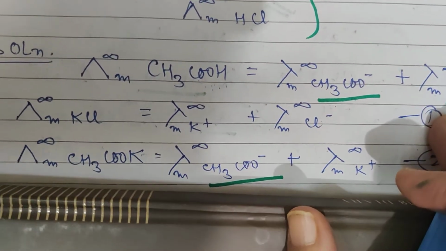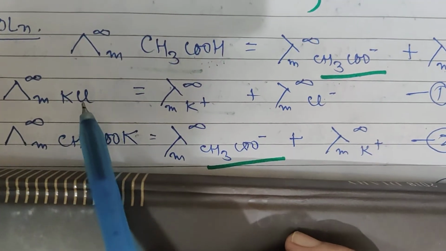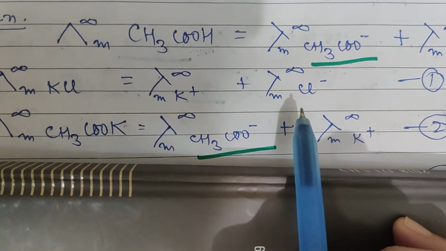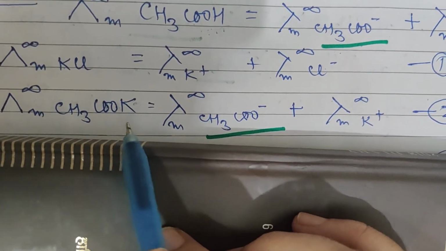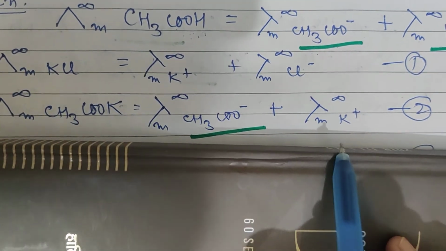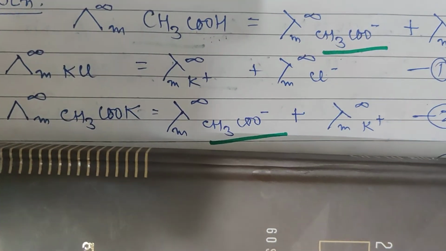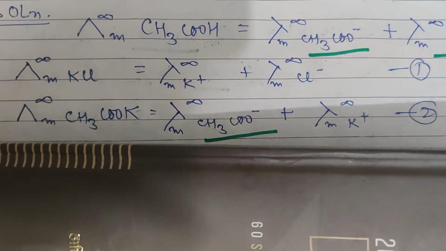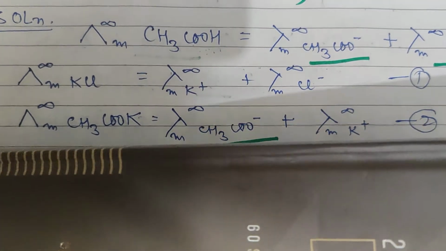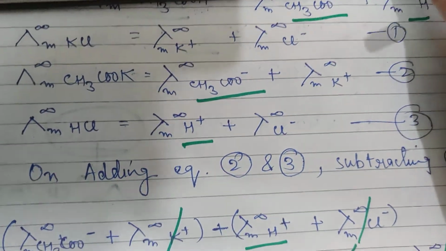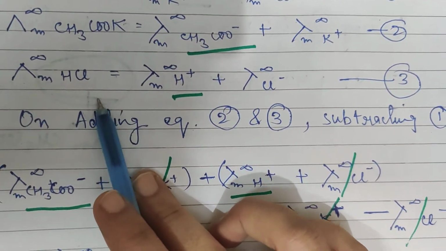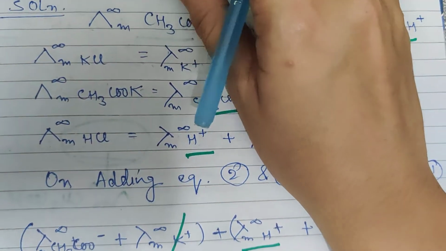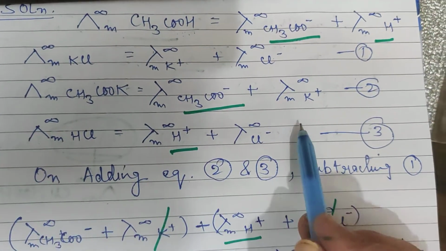Now, the rest of the strong electrolytes are, first is KCl. KCl will dissociate to give K plus and Cl minus, and potassium acetate will dissociate to give acetate ion and K plus. I have simply written these electrolytic dissociations in accordance to Kohlrausch's law in terms of their limiting molar conductivity values. And the third one which is given is HCl, and the HCl will dissociate to give H plus and Cl minus.